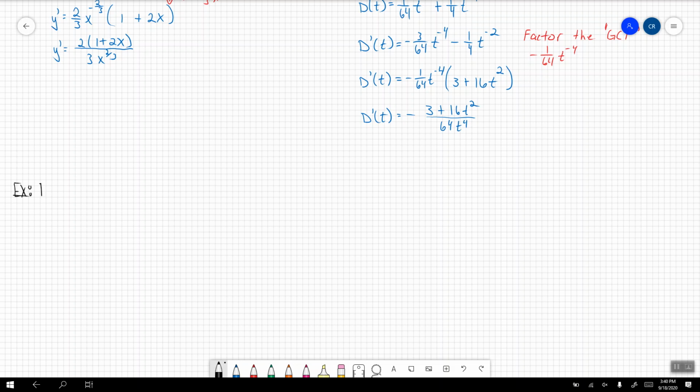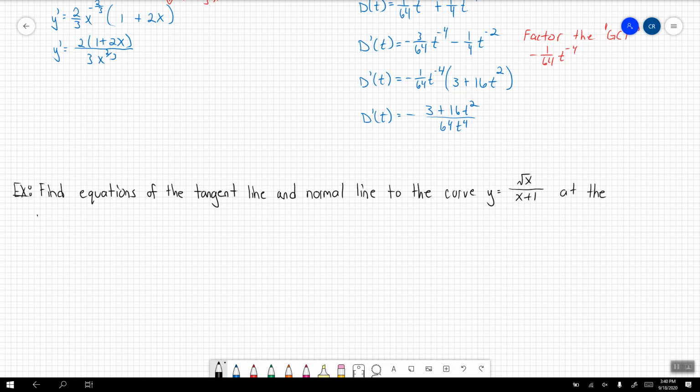So on this example, we want to find equations of the tangent line and normal lines to the curve y is equal to the square root of x, all divided by x plus 1, at the point 4, 0.4. So again, we want the equations of the tangent line and the normal line.